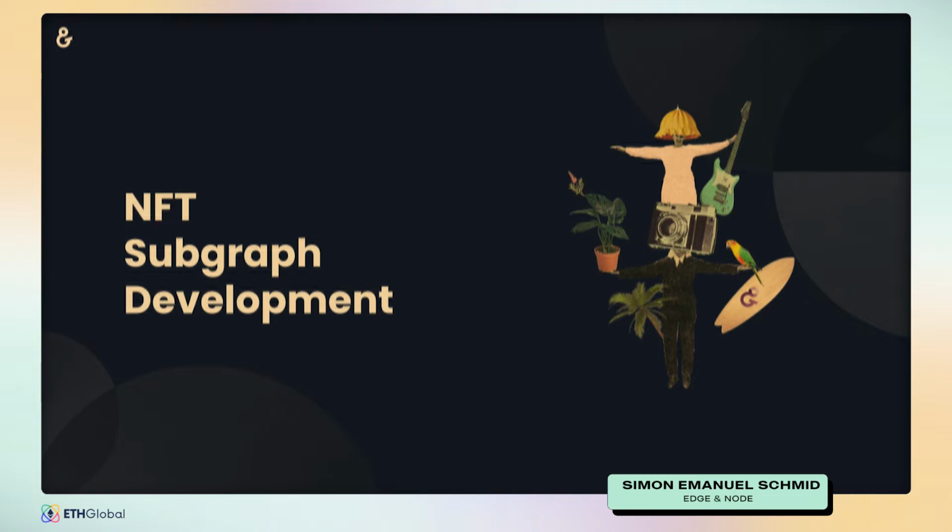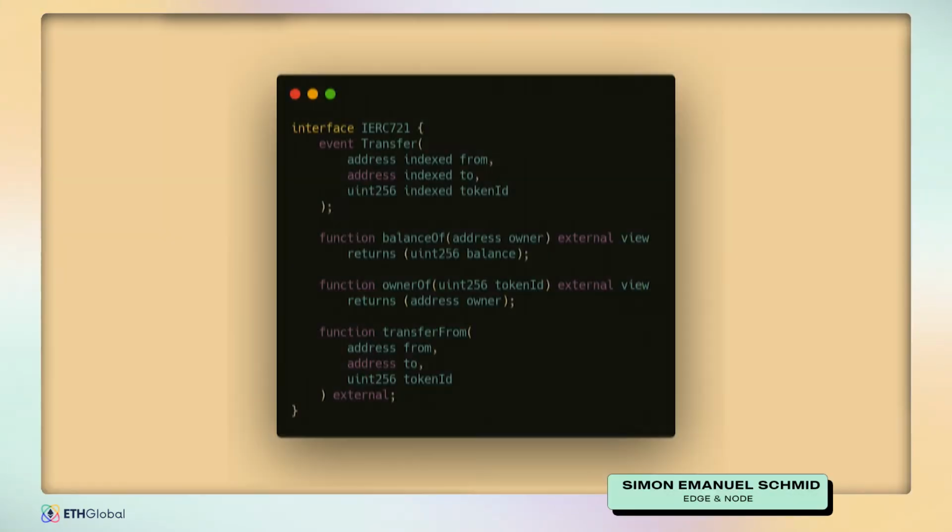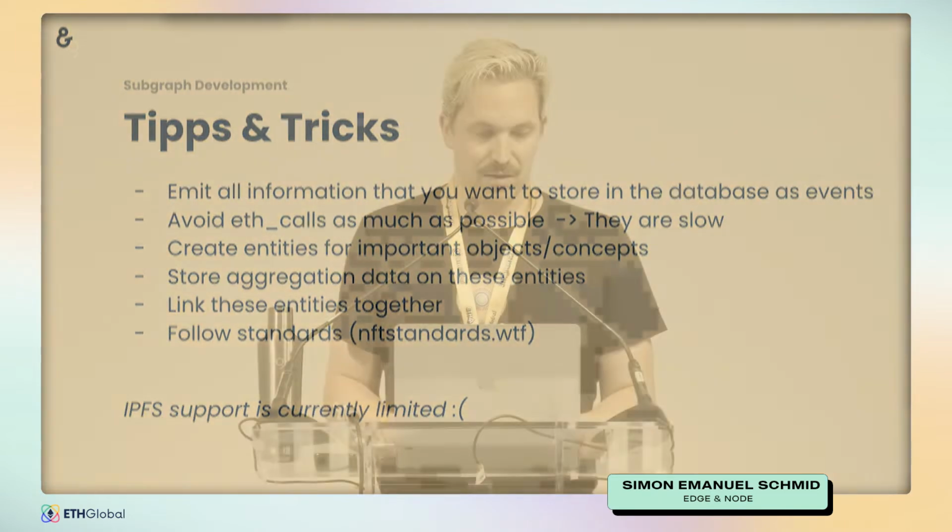Because there was NFT NYC, and because it's a cool example anyway, let's see what an NFT subgraph would look like, and we can also build one together quickly. In a nutshell, the ERC 721 standard has the transfer events that show which token moved from whom to whom. You have this balanceOf function where you can check the balance of a certain address, you can check the owner, and you have this transfer function that you can trigger transfers with. So it's basically super simple. We can look at this.